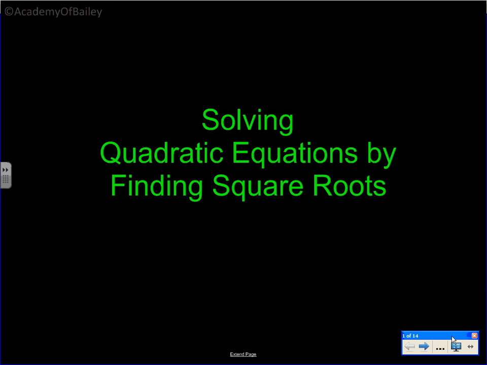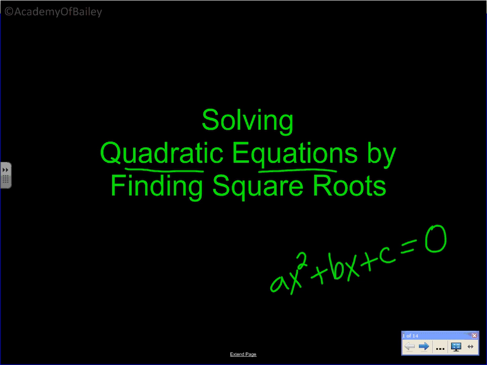We are moving right along in this course. Before we look at the next slide, quadratic equations. Quadratic equations are typically in standard form. The standard form of a quadratic equation will look like this: ax squared plus bx plus c is equal to 0.